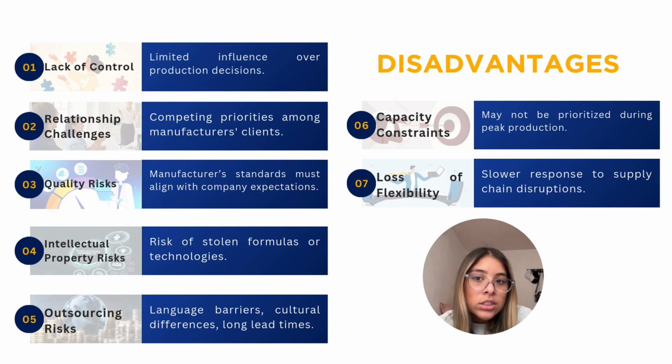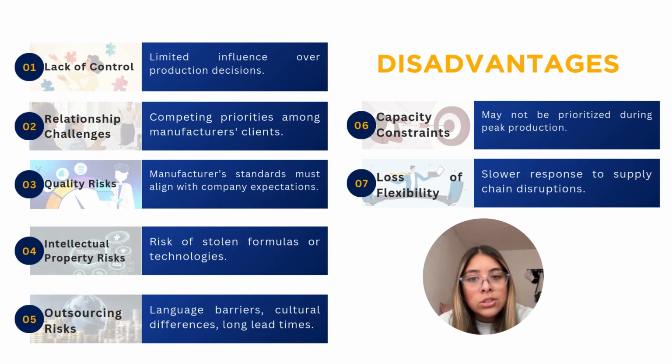Then we have the quality risks. When entering into a contract, companies must make sure that the manufacturer's standards are congruent with their own. They should evaluate the methods by which they test products to make sure they are of good quality. The company has to ensure the contract manufacturer has suppliers that also meet these standards.